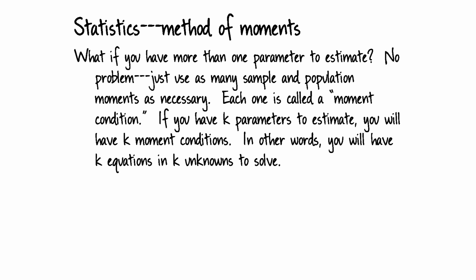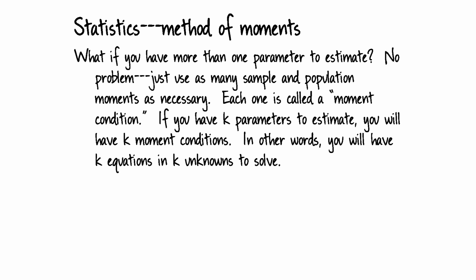What if you have more than one parameter to estimate? For instance, what if you have a normal distribution and you want estimates of both the mean and the variance? Or a binomial distribution, where you want n and p? Well, no problem. The method of moments can accommodate that.